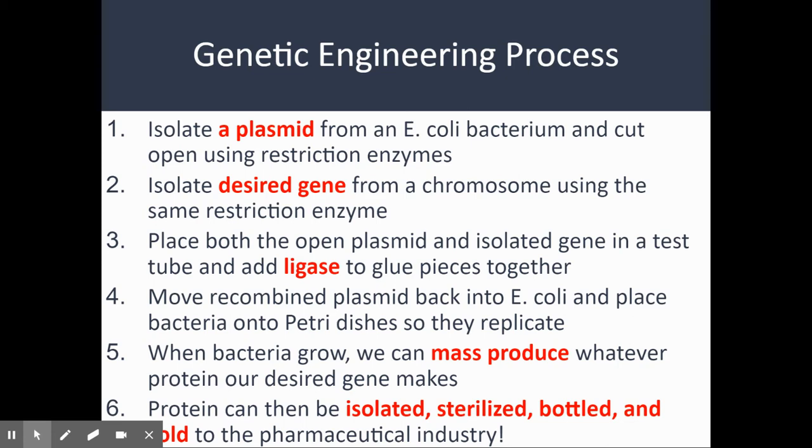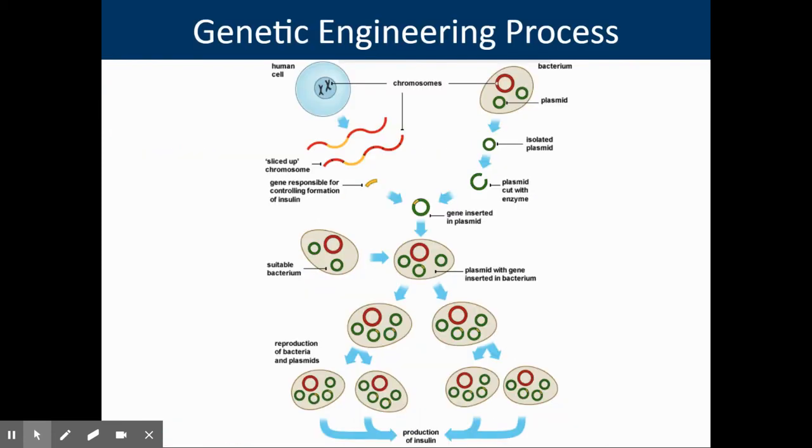So that's genetic engineering. If we were to look at the picture here, you can see here's my human cell, and I'm going to have my chromosome piece. Here's my bacterium, okay? I've sliced up my chromosome. I'm looking for that desired piece, that gene I want. Here it is. I've cut up my plasmid. I am now going to glue them together. Here's my bacterium I'm going to use, and I'm going to insert that plasmid back into that bacterium.